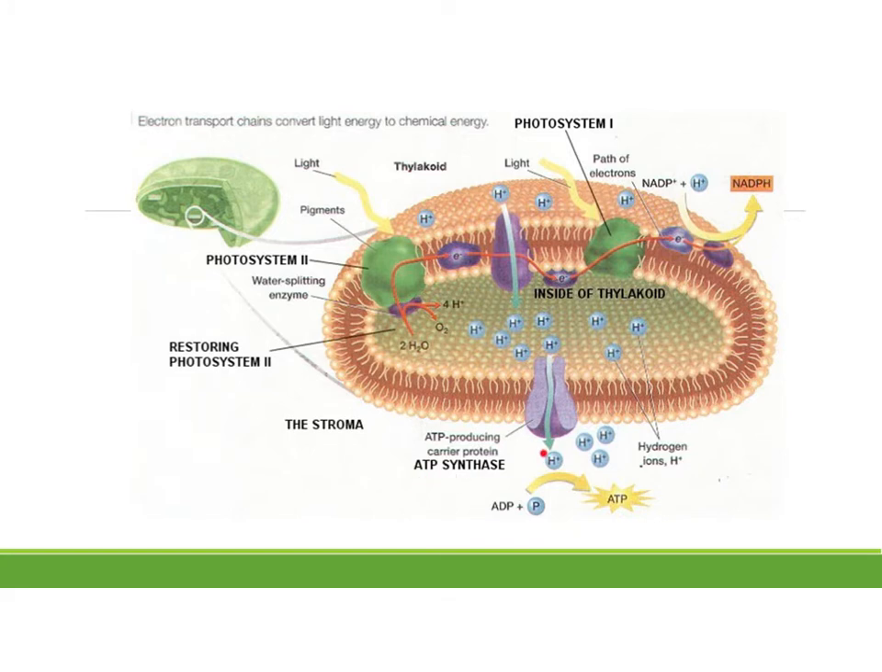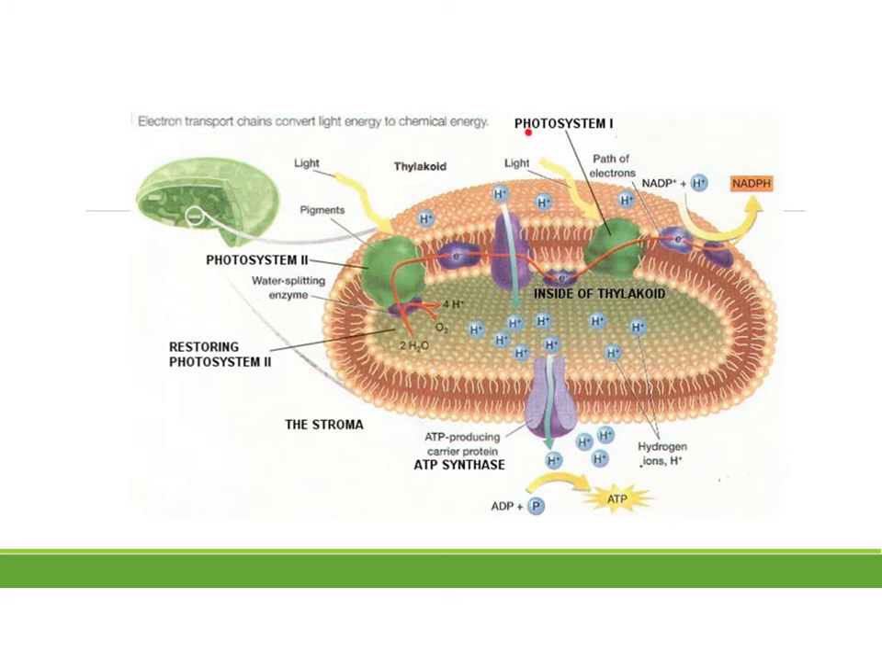So this is going to allow ATP to be created. So as the protons pass through the ATP synthase, it is going to phosphorylate the ADP and allow that third phosphate to be bonded back on, and it's going to allow ATP to be created. Okay, so this is how ATP is made during this process. All right, so now that we know how the ATP is created, let's go back to how NADPH is created.